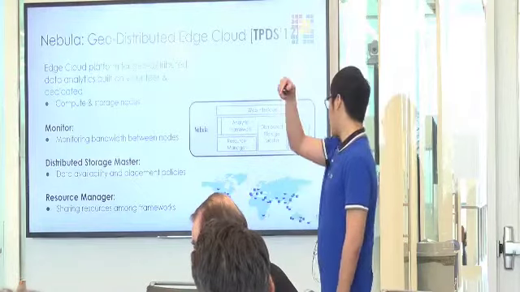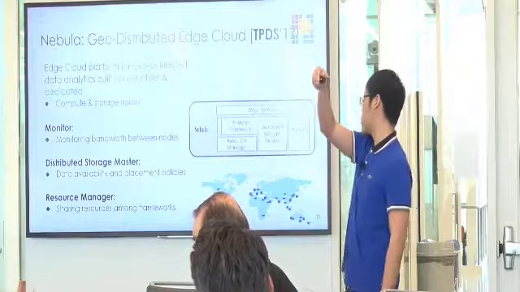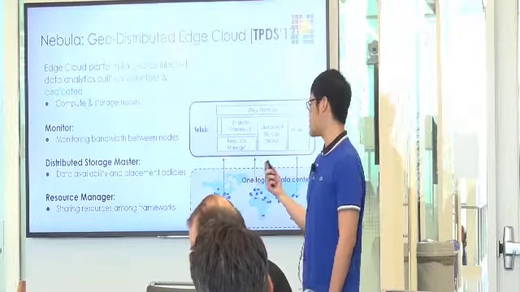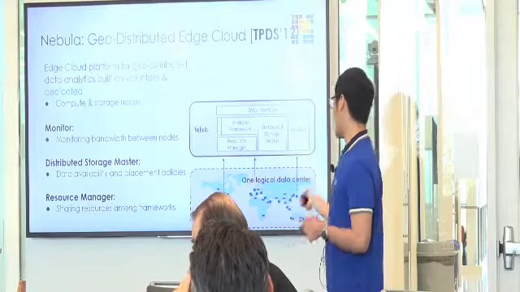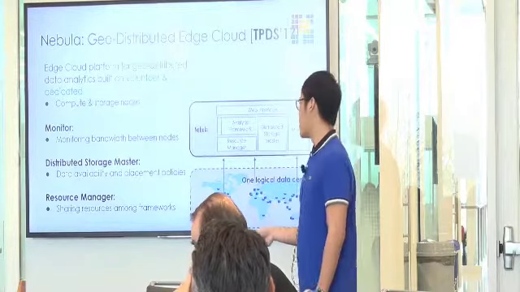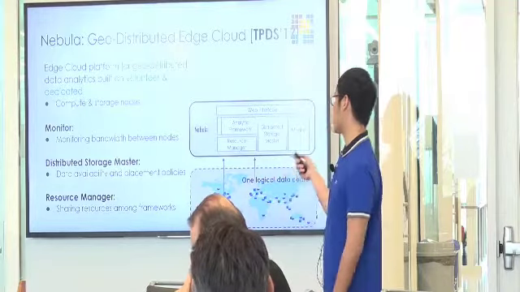Basically, Nebula treats all of the nodes in the system as one single logical data center. However, the system is aware of the highly heterogeneous network links that are interconnecting all of the nodes here. So I'll just briefly mention some of the core components of Nebula.